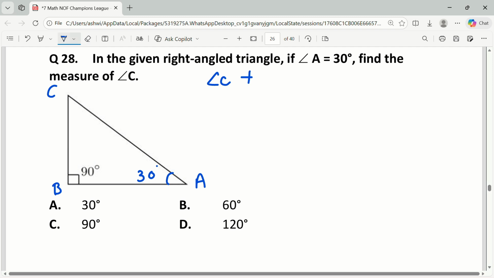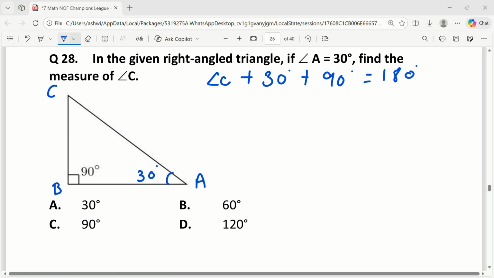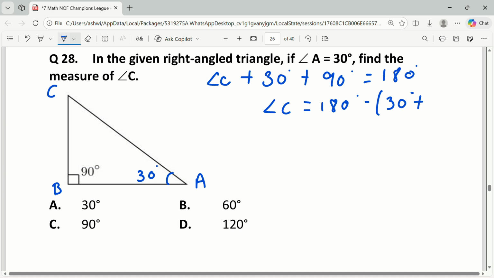plus angle A, that is 30 degrees, plus angle B, that is 90 degrees, is equal to 180 degrees. Solving for angle C, we have 180 degrees minus the sum of 30 degrees and 90 degrees. That is, angle C is equal to 60 degrees. Comparing with the given options, the answer is B, 60 degrees.